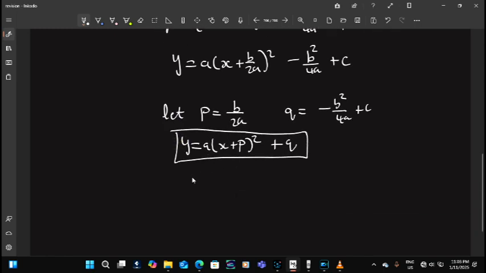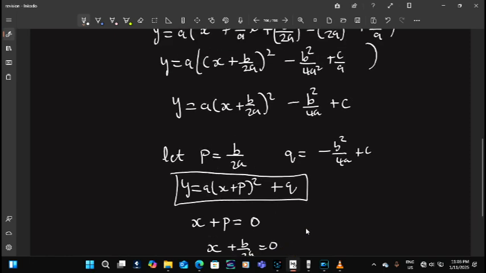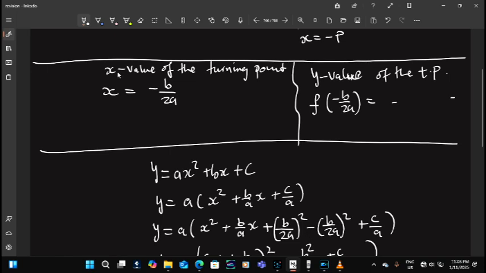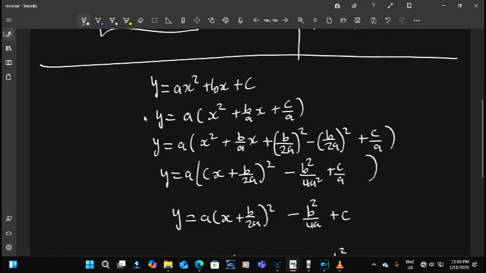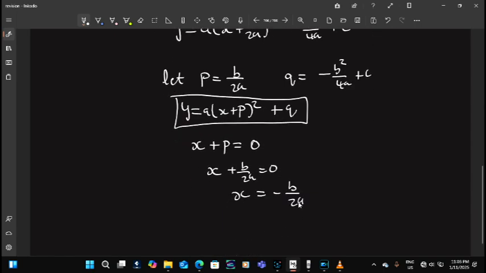And then remember I said if you want to find the x value of the turning point, you say x plus p is equal to 0, right? So if you say x plus p is equal to 0, you take p to the other side. Remember, what is p? P is b over 2a. So it's the same as saying x plus b over 2a is equal to 0. If you take that to the other side, x is equal to minus b over 2a. Hence, I said here, if you want to find the x value of the turning point, you say x is equal to minus b over 2a. This is where it comes from.